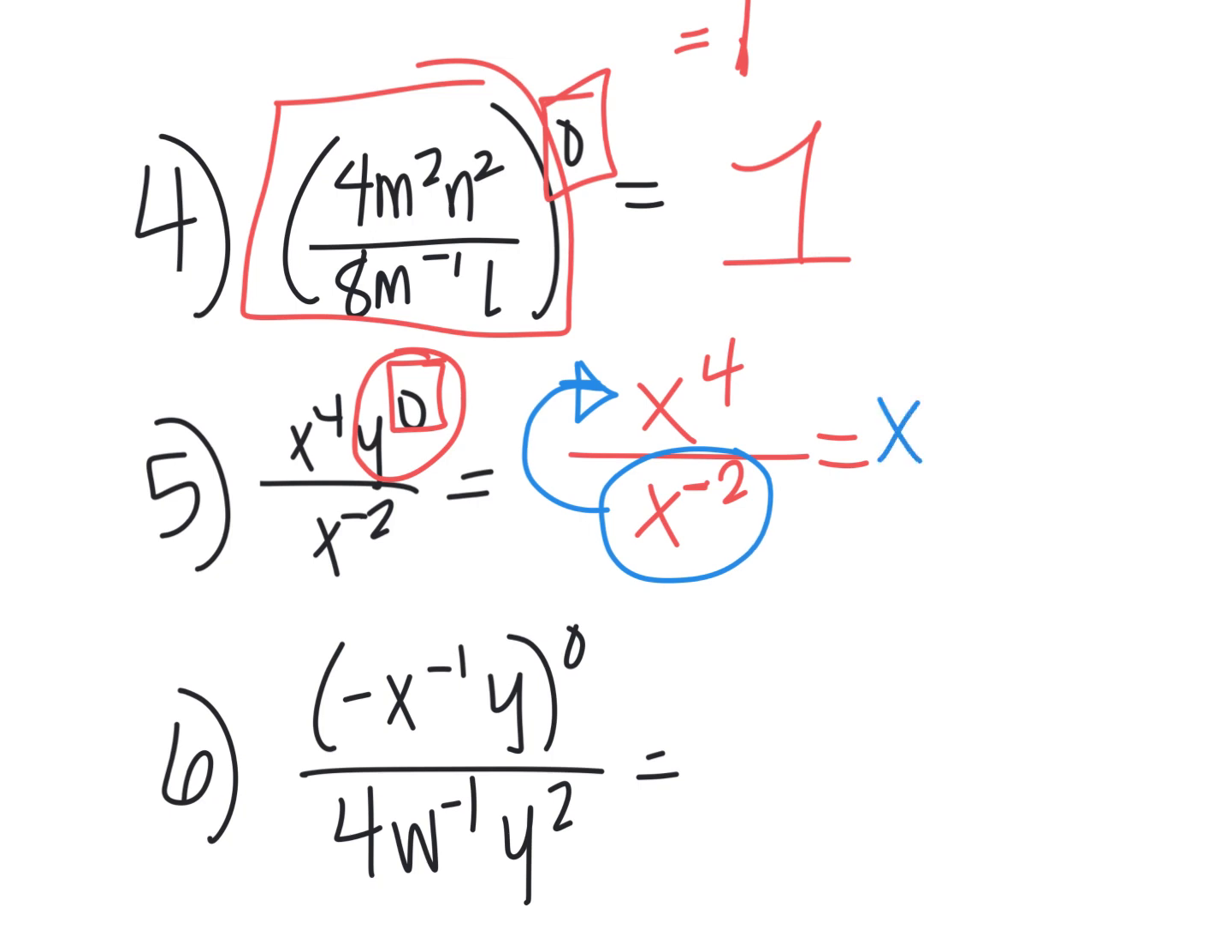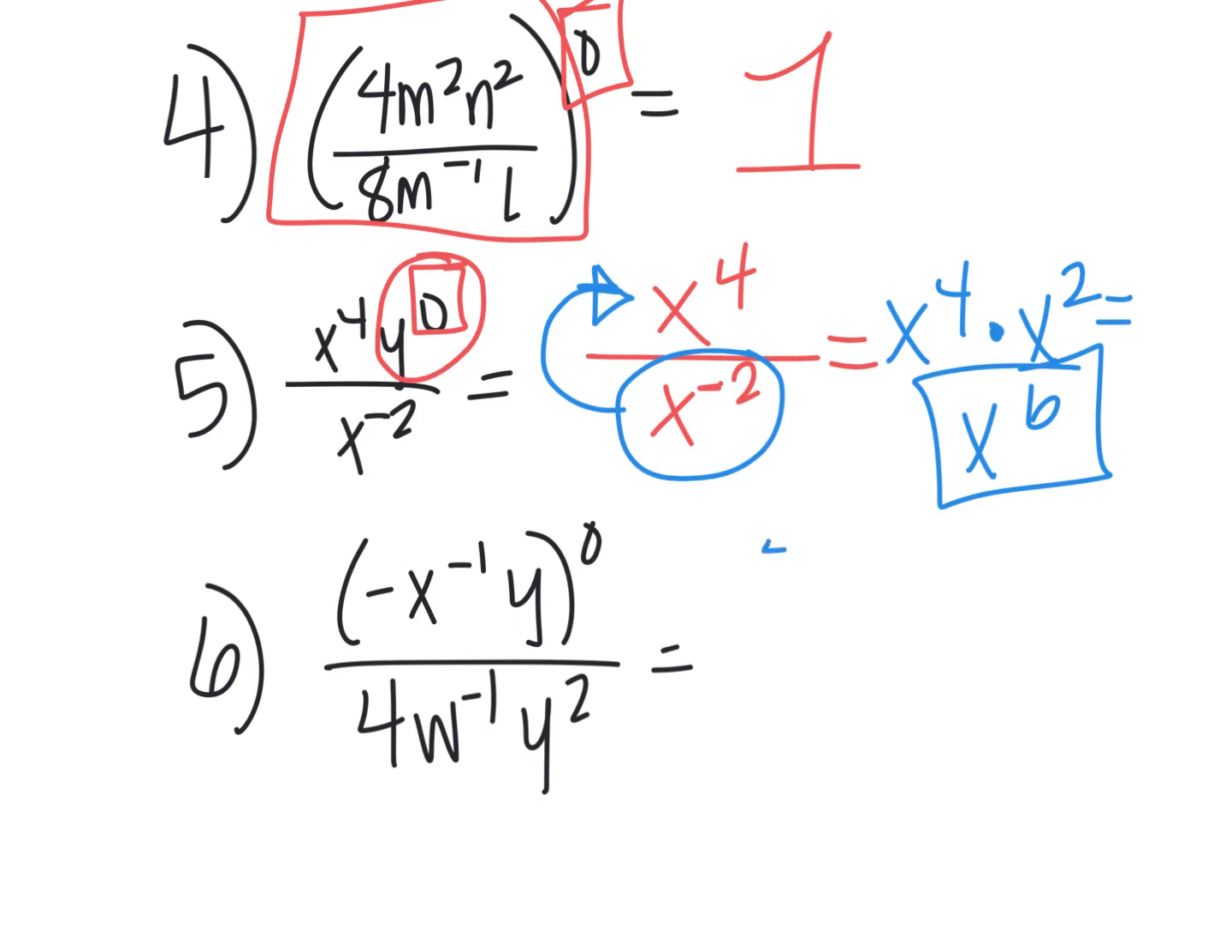So then we would have x to the 4th times x to the 2, or x squared. And then remember, if we're multiplying exponents, we don't divide, we add. So 4 plus 2 is 6, so then I would have x to the 6th.